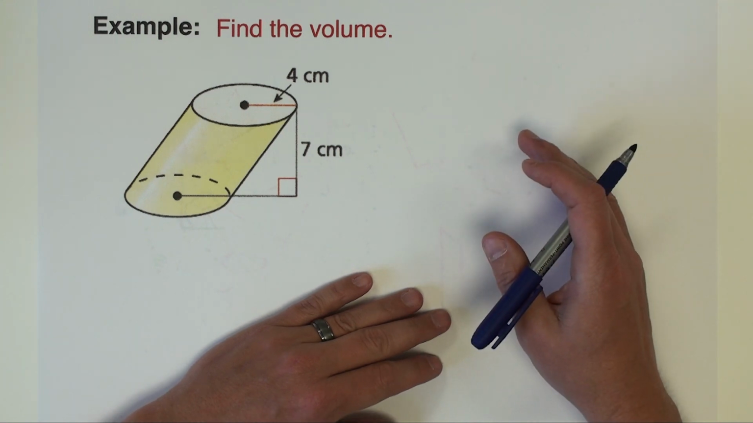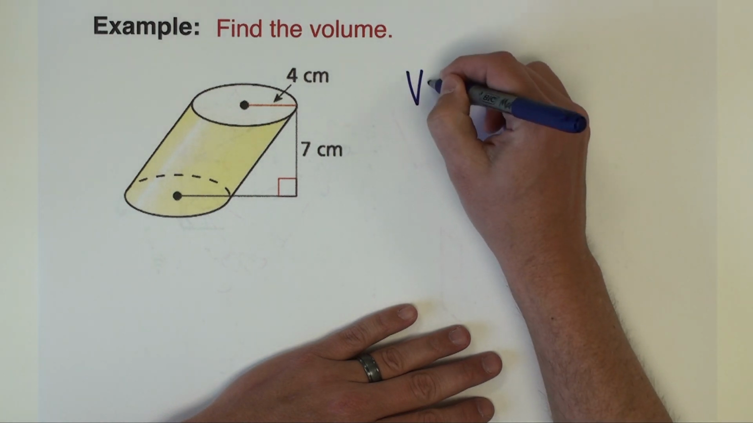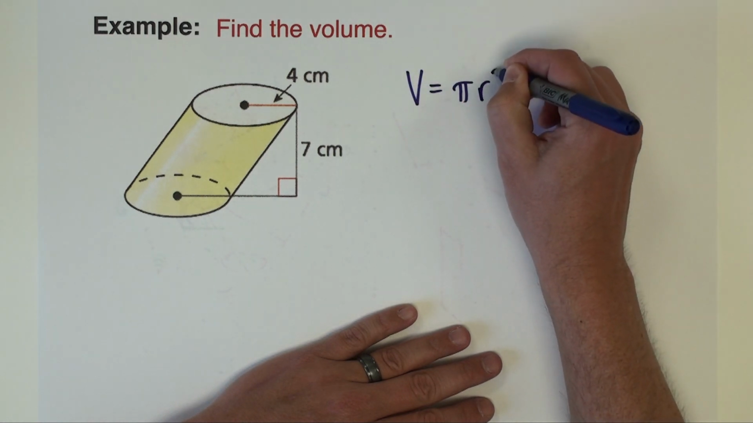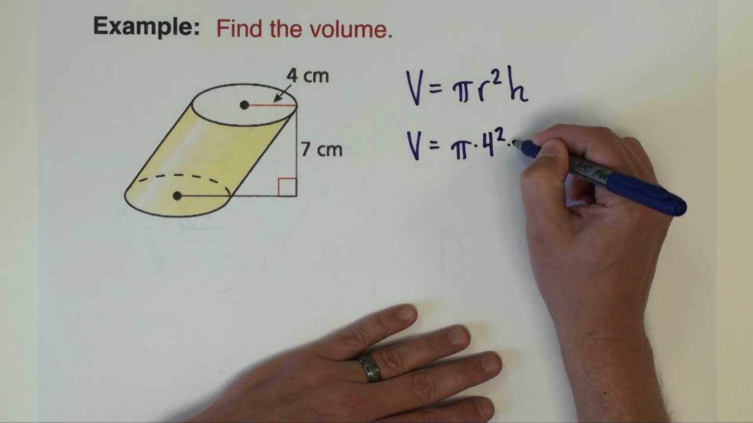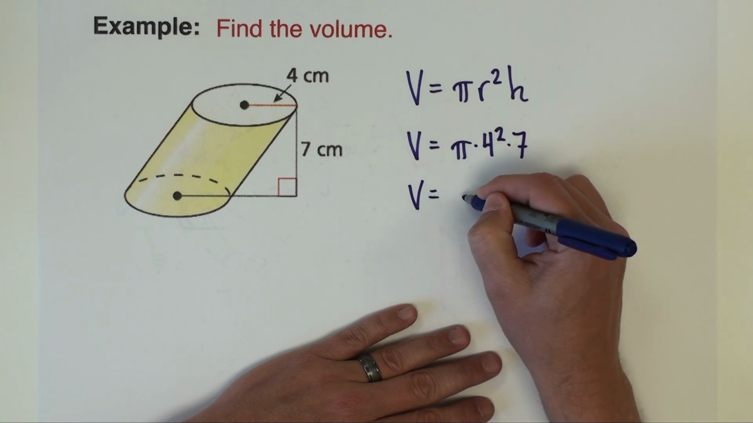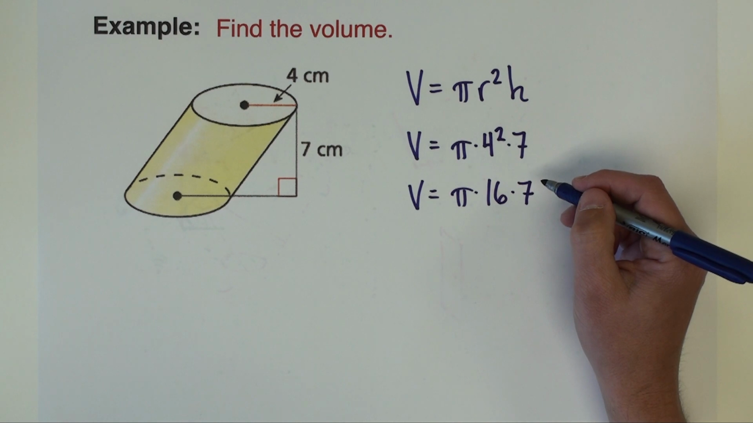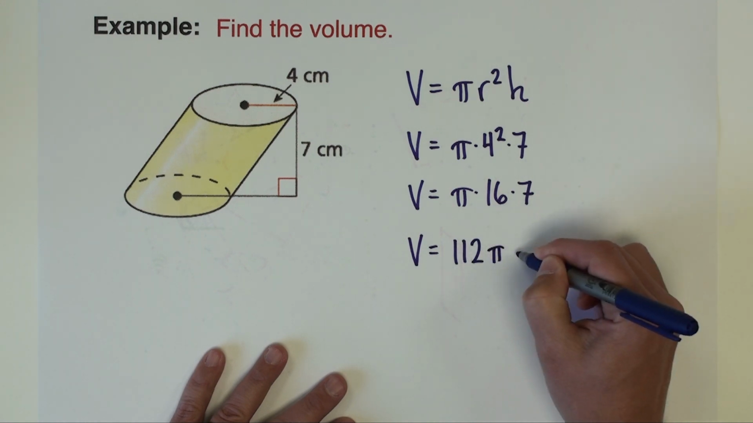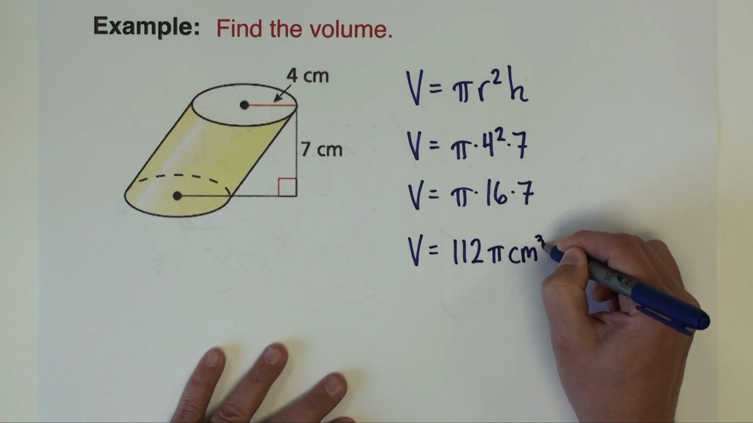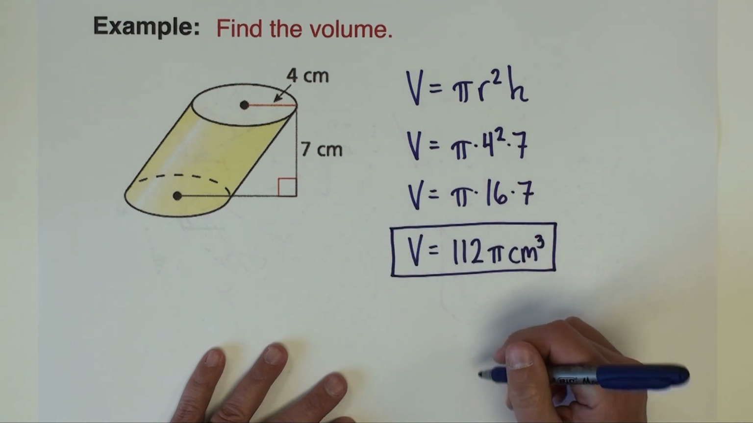The only difference is in appearance, is how this is leaning, but we're going to work this out the same way. Volume of this cylinder is pi radius squared times height. Radius is 4, height is 7. So our volume is going to be pi times 16 times 7. 16 times 7 is 112. So we have 112 pi. Units are centimeters cubed. Okay, so there's our exact answer.